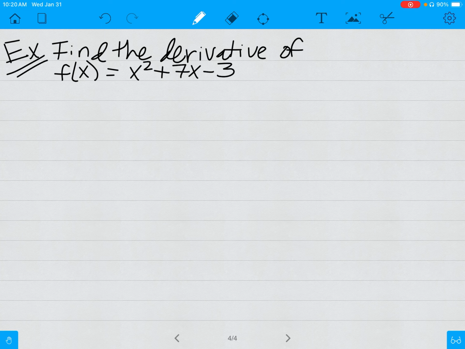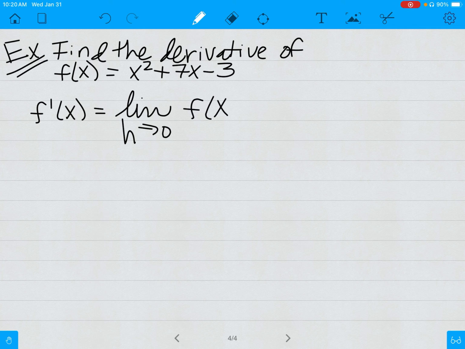Well, we think of our derivative formula, and it says f prime of x, or the derivative of f, is equal to the limit as h approaches 0 of f of x plus h minus f of x all over h.